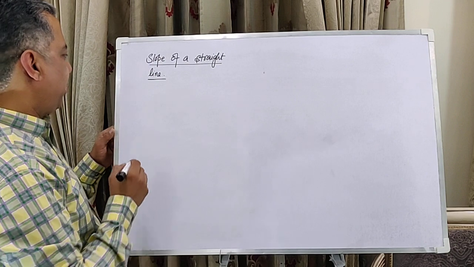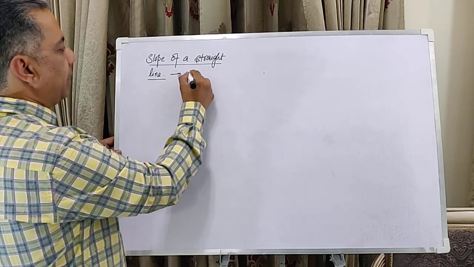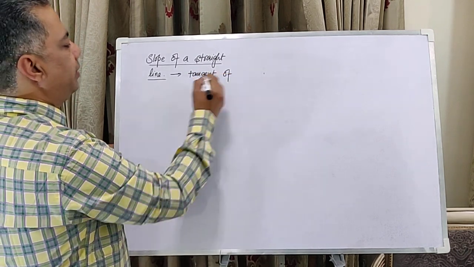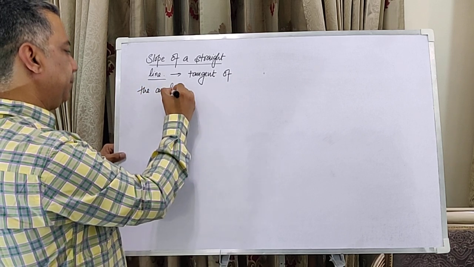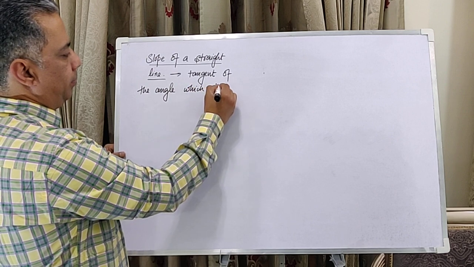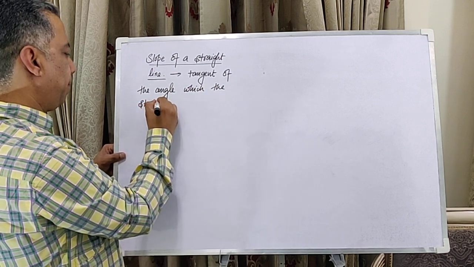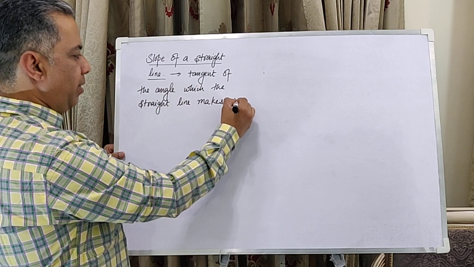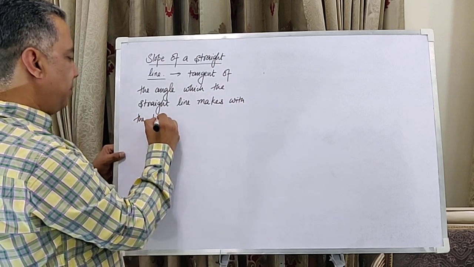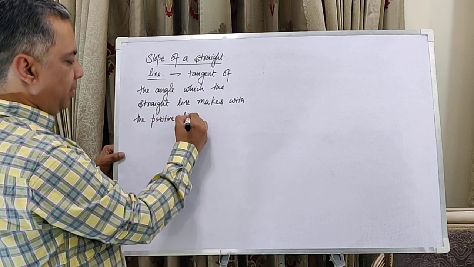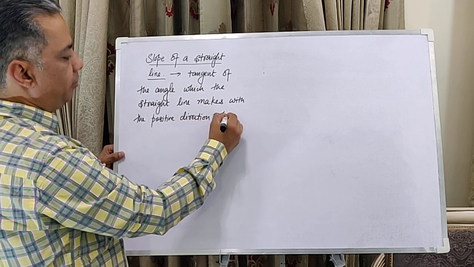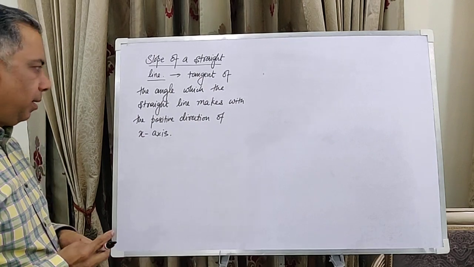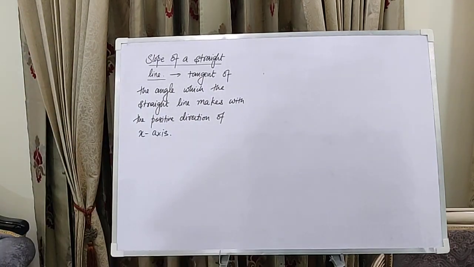Now what is the slope of a straight line? It's the tangent, that is the tan of the angle which the straight line makes with the positive direction of x axis. Let's have a look at an example.